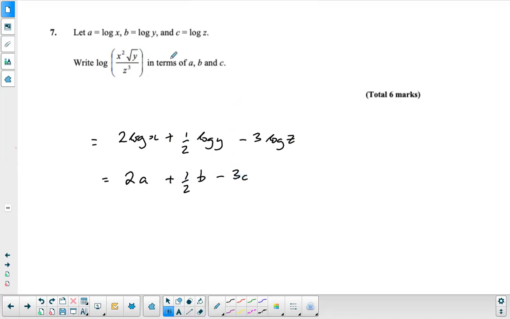So you have to be able to work either way. Sometimes you're having to put terms together to bring them into a single log. Sometimes you're deconstructing it to make it into a chain of additions and subtractions.